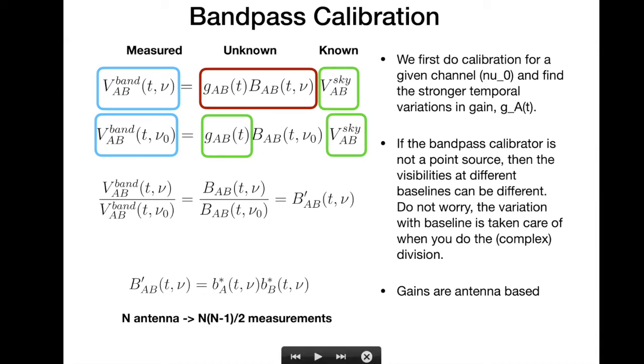So, may I ask something? So, how can one find a source whose absolute visibility doesn't change with frequency? And that is not very difficult to find, right?